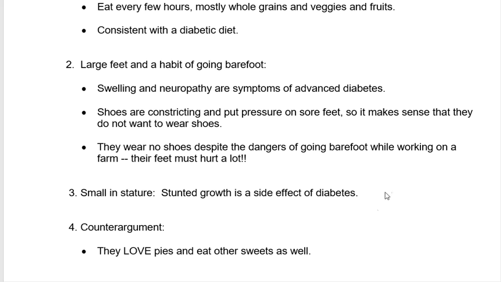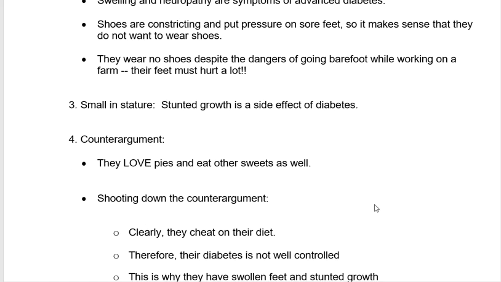Now I have to think about what my readers might say or what experts on the hobbits might say arguing against me. And the strongest argument they have is that hobbits love pies. They're famous for eating pies and other sweets as well. Clearly that's not consistent with a diabetic diet. So I can't just leave that out there unsaid. I have to acknowledge that. But I also want to knock down that counter argument, which is pretty easy.